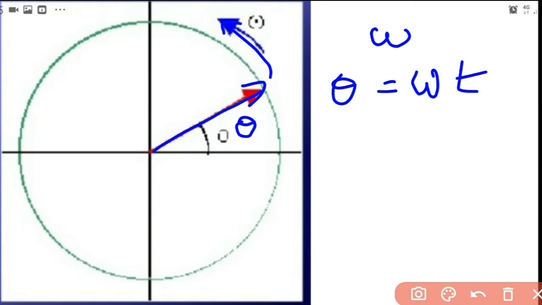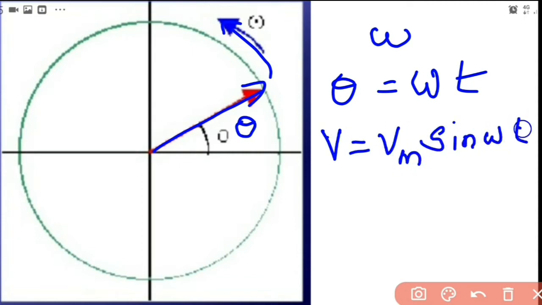Now when it rotates, for example, we will take this phasor to be phasor V, which represents AC voltage. We know the AC voltage is V equal to Vm sin omega t. So we take the length of the phasor to be Vm. The amplitude of voltage is Vm, so the length of the phasor we are taking as Vm.